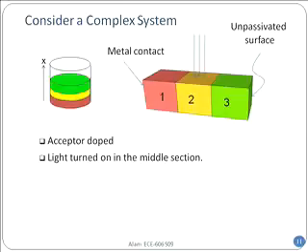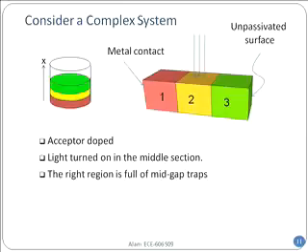Now, I said the light has been turned on in the middle section and it reaches a steady state. The right region is full of mid-gap traps. What clue am I trying to give you here? Full of mid-gap traps means there will be a lot of Shockley-Read-Hall recombination, because mid-gap traps are responsible for it. So I have to consider recombination processes in region 3, the green part. Why did that happen? Because when I was growing, for some reason, I had some unintentional impurities incorporated in the green region, so I may have a lot of traps there.